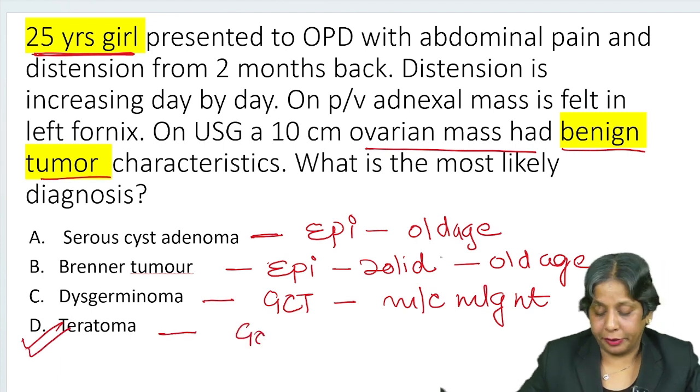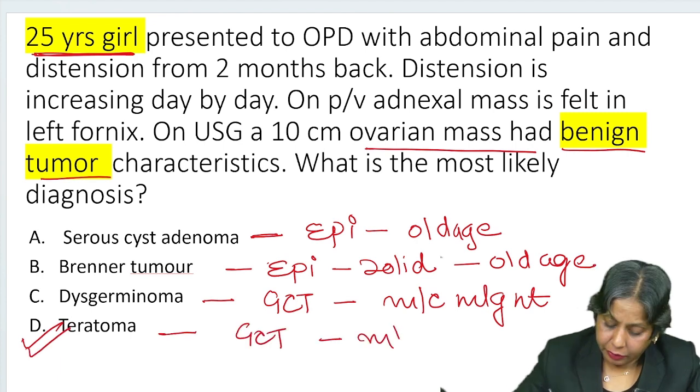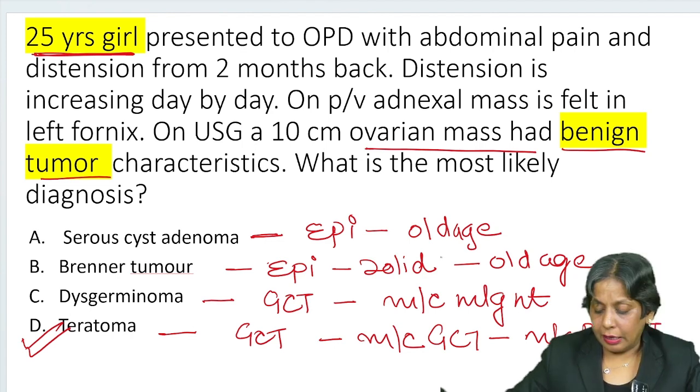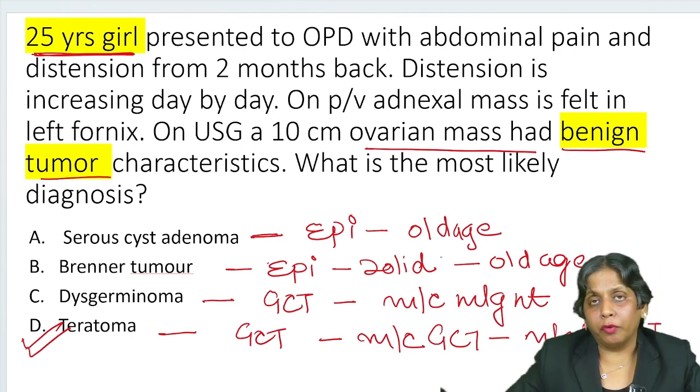Yes, this is a germ cell tumor and it is the most common germ cell tumor, and it is the most common benign germ cell tumor. Okay, I hope you liked this ovarian tumor classification, valuable.